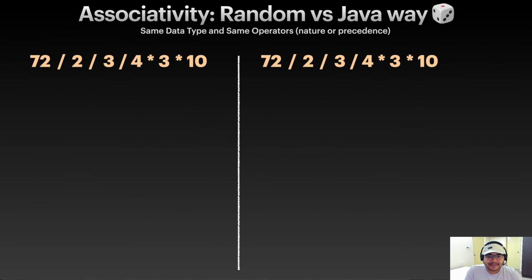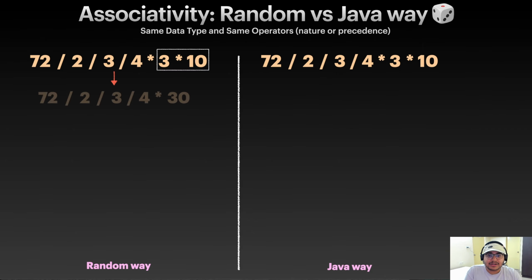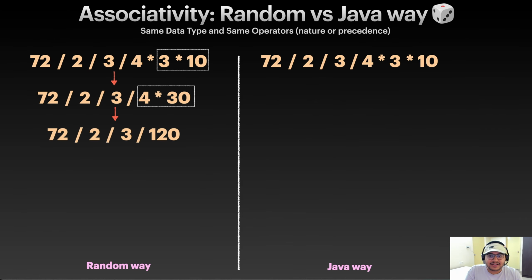We will solve this expression in two ways. First, using a random method where we choose operators arbitrarily, and second, following Java's rules of operator associativity. Let's begin with the random method. Let's start with 3 multiply 10. It returns 30. Then we perform 4 multiply 30, which gives 120.